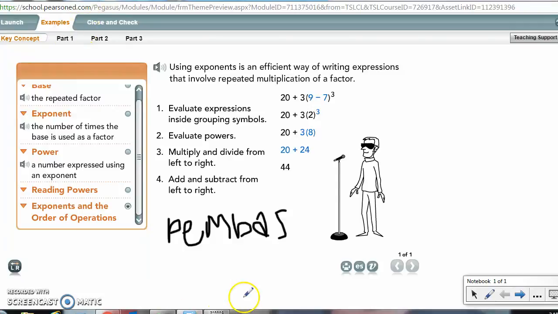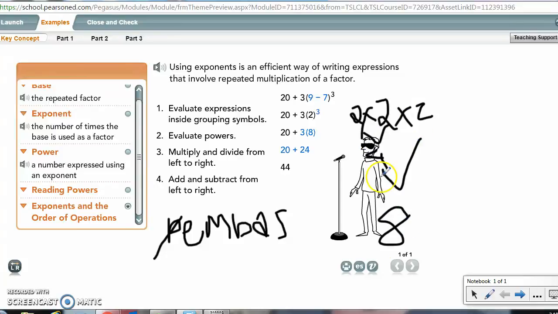So looking at this, PEMDAS, P is parentheses. Well, they said 9 minus 7 is 2, so they left their 2 in parentheses. Let's cross off P. E, they do exponents. 2 to the third power, a lot of you guys are going to do 2 times 3 is 6. That is not correct. It should be 2 times 2 times 2. Well, 2 times 2 is 4, and 4 times 2 will give me 8. So that's where they get their 8 from. Now there's still parentheses up there in multiplication. So 3 times 8 is 24, and 24 plus 20 gave me 44.